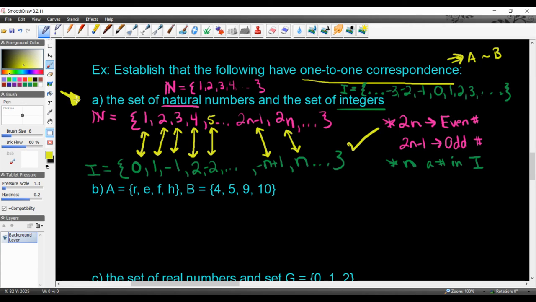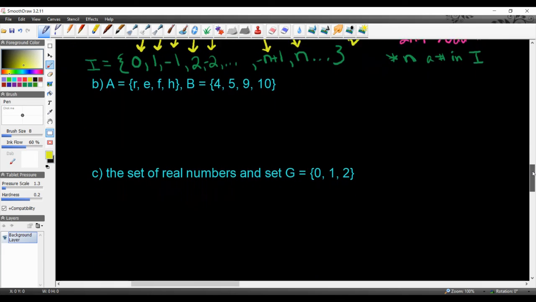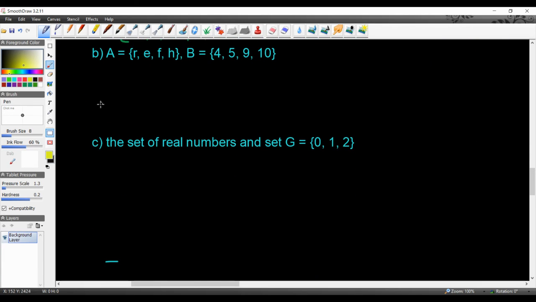Let's try to do the next one. Okay, remember we can always discuss this further in tutoring. So I'm going to jump down to letter B and scroll down so we can have a better view of that. This is kind of like the first one where we're just going to match these up. So we have set A is R, E, F, and H. Okay, and then we have set B, which is going to be our 4, 5, 9, and 10. And I'm going to see if I can match these up in a one-to-one correspondence.